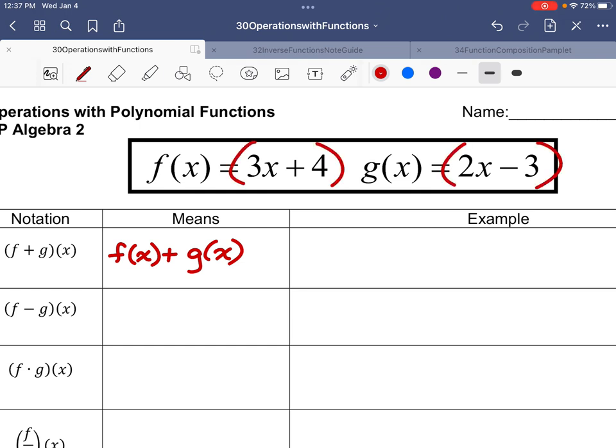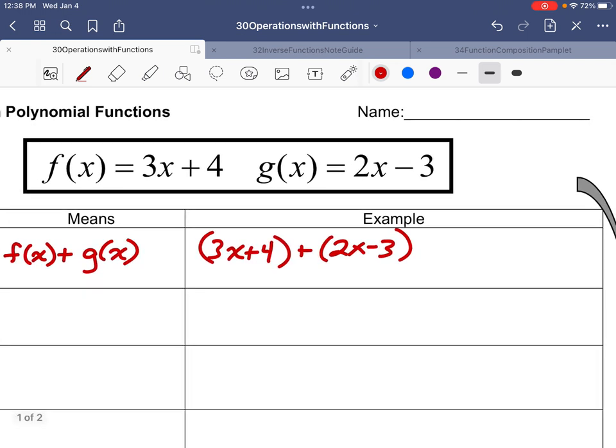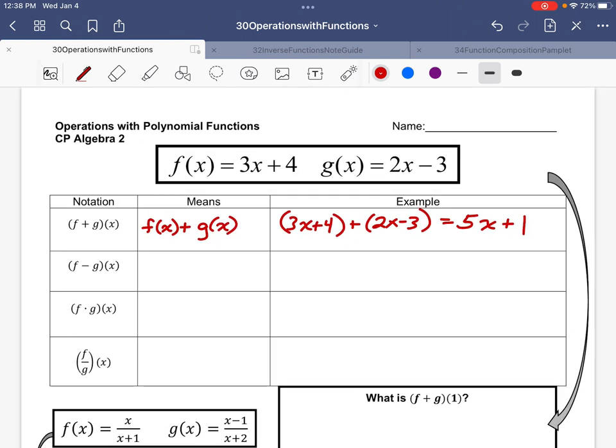So I got my f function, I got my g function. All I got to do is put a plus sign between them. And when you put a plus sign between 3x plus 4 and 2x minus 3, you have a pretty easy problem. You're just going to combine like terms. And of course, those like terms give you 5x plus 1. The parentheses weren't really necessary. They didn't really change anything in the problem because, again, it was just addition.